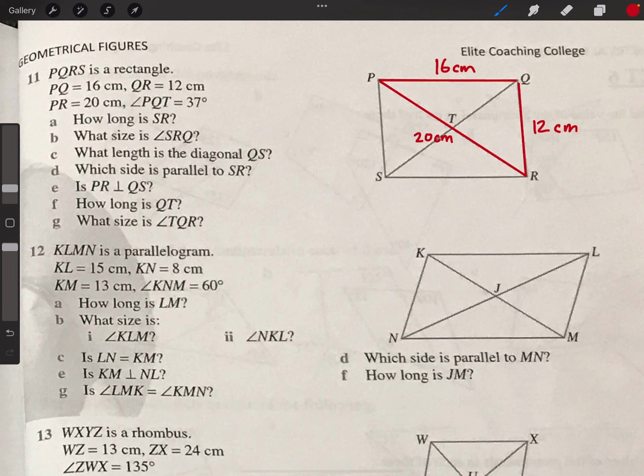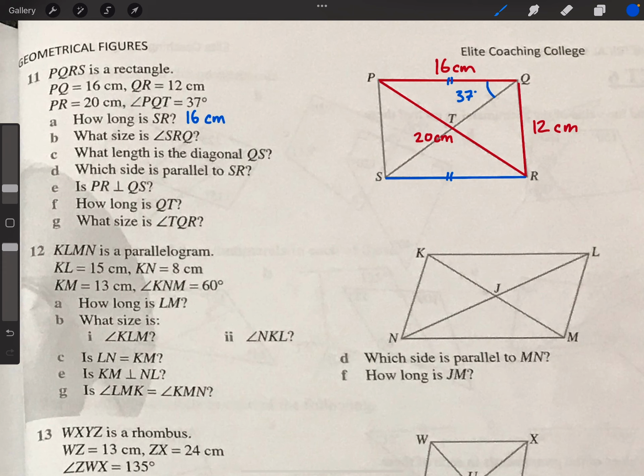Now angle PQT, so let me draw this in blue, maybe you can see it. PQT. If we follow the letters, you get this angle here. So angle PQT, this angle here, must be 37 degrees. Now the question is, how long is SR? SR is this length here. That length must be the same as the top length because it's a rectangle. So that means that must be 16 centimeters.